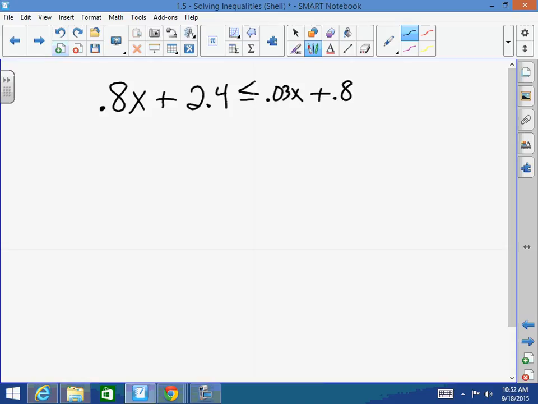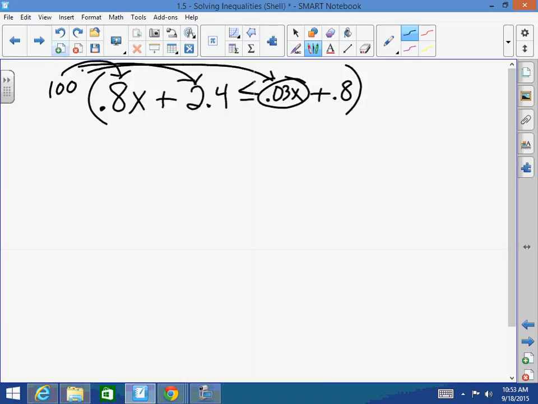All right, what do I gotta do here? What do I gotta do to get rid of these decimals, y'all? Multiply by 100, because I have 2 decimal places. Fantastic. Everything is multiplied by 100. So this will become 80x, you're right. Thank you. Plus 240, less than or equal to 3x plus 80.